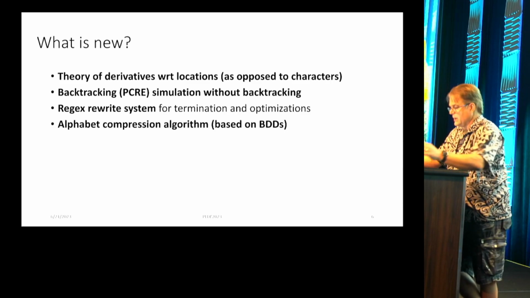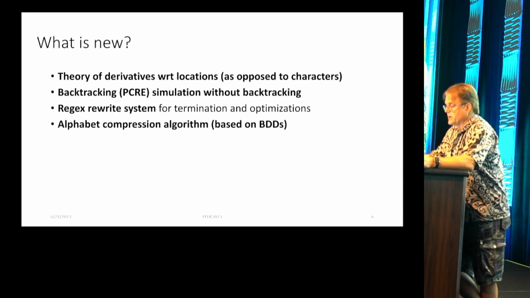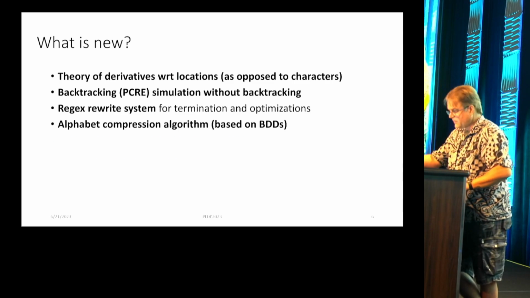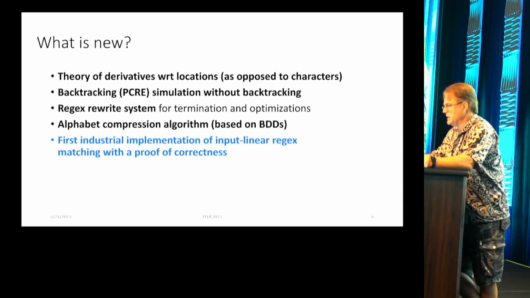And finally, there is an alphabet compression algorithm, actually based on BDDs, that allows dealing with very large alphabets, in this case Unicode. And let me also mention that this is the first industrial implementation of input linear matching that has a proof of correctness. The prior tools essentially ignore a lot of side issues, like anchors, because anchors don't have classical semantics.